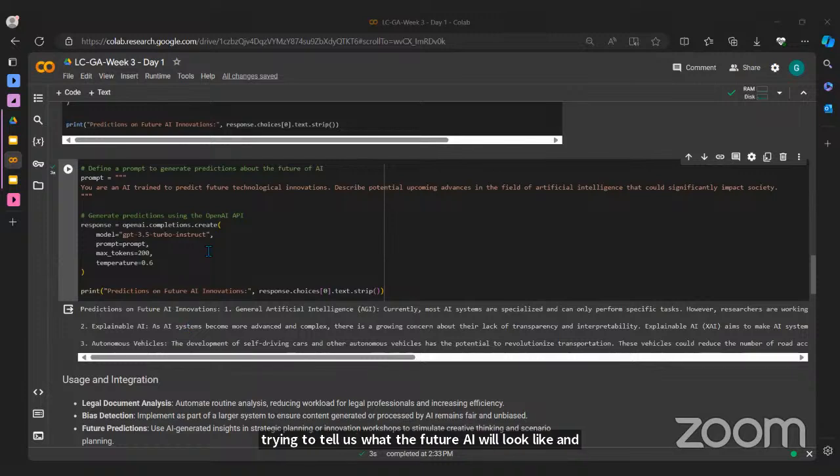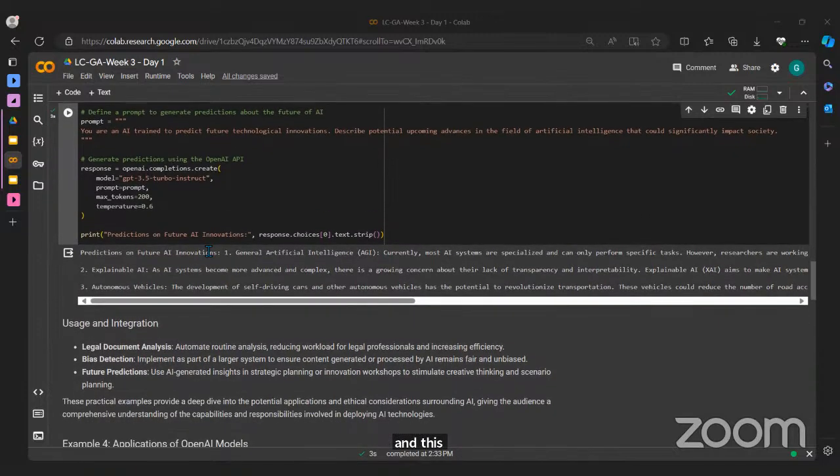Right, so yeah, we just wanted to see everything in code, and this is just using code to talk more about it. So usage and integration is just like me explaining what we had above. For legal document analysis, we can use it to automate routine analysis, reducing workload for legal professionals and increasing efficiency. Bias detection: implement as part of a larger system to ensure content generated or processed by AIs remains fair and unbiased.